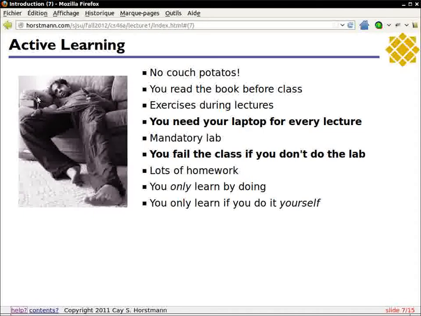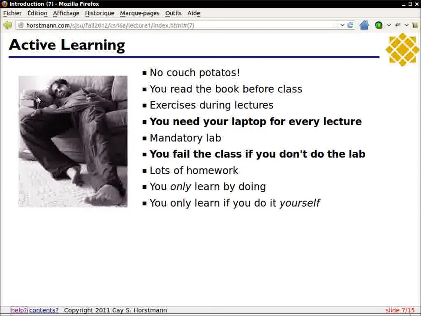And you will fail the class if you fail the lab. Even though the lab is itself a small component of the grade, you must be present. We've spent a fair amount of money on these labs, and we think they're good for you. And so you simply must be there. So make sure that you have that kind of time.